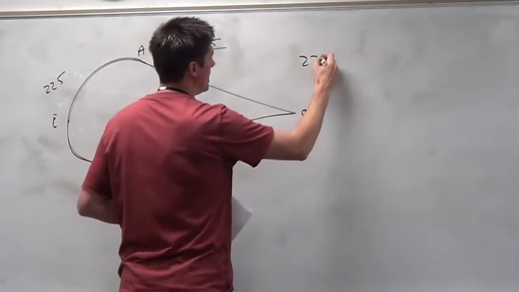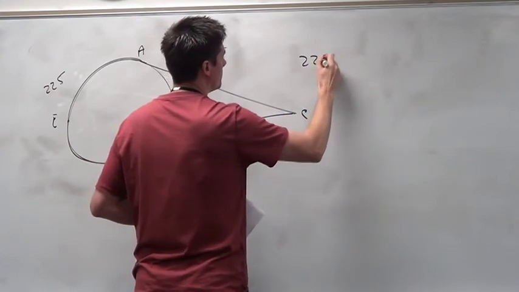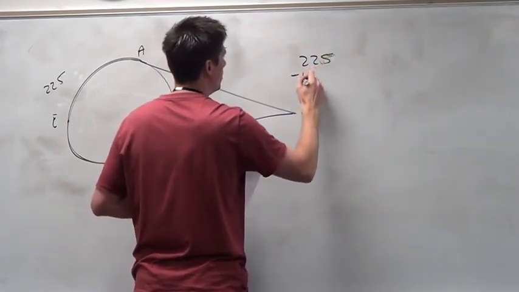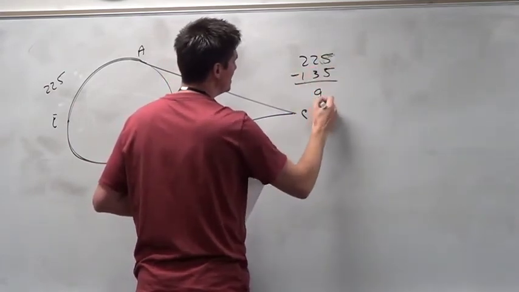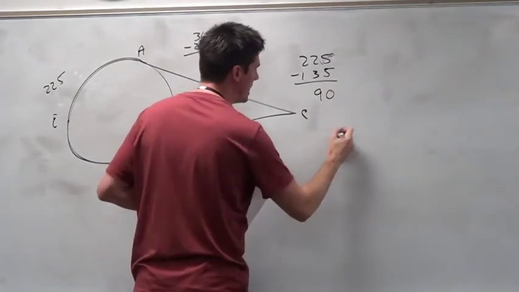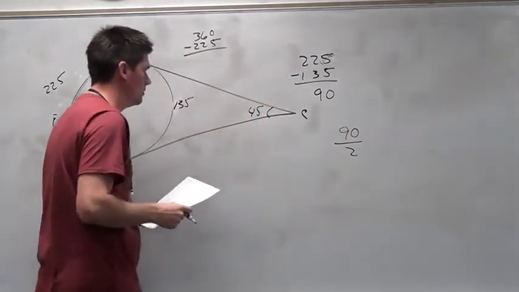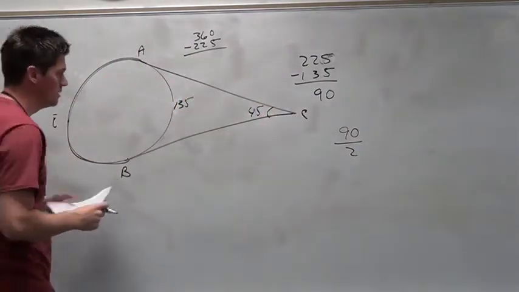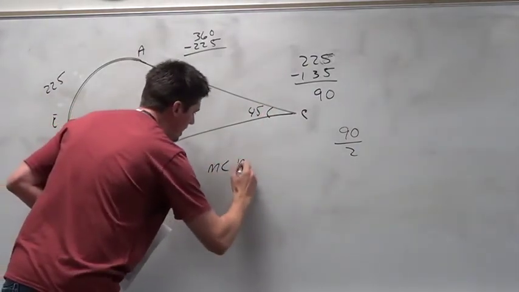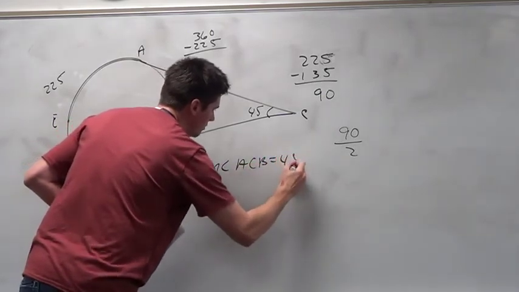So we get 225 minus 135, which is 90 degrees. Take half of 90 degrees, we get 45. So this is a 45 degree angle. So the measure of angle ACB is equal to 45 degrees.